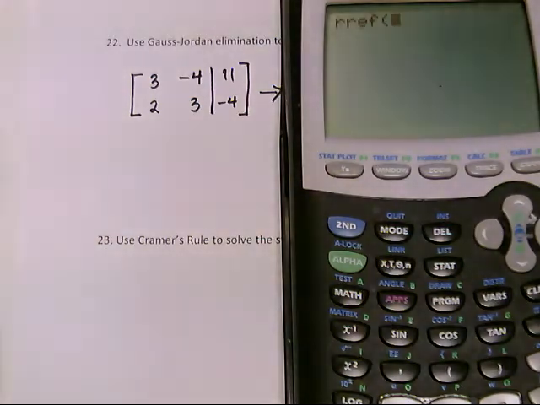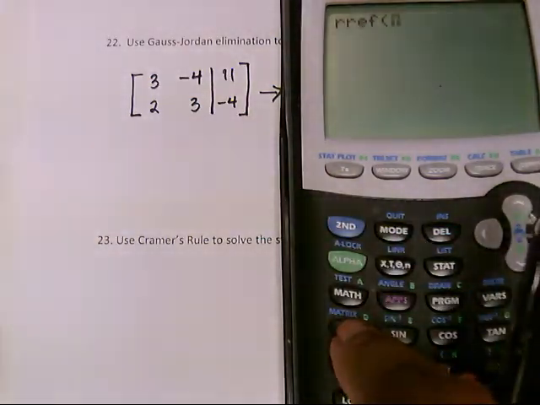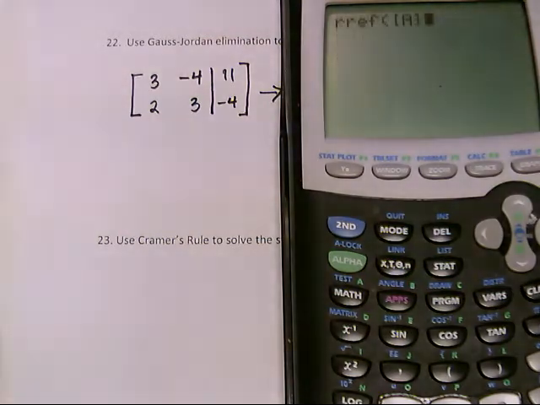Now I stored this in matrix A. So here I'm going to do second and then matrix, exit -1. And I stored it in matrix A up here, so I'm going to select number 1. And then close the parentheses. And then finally press enter.